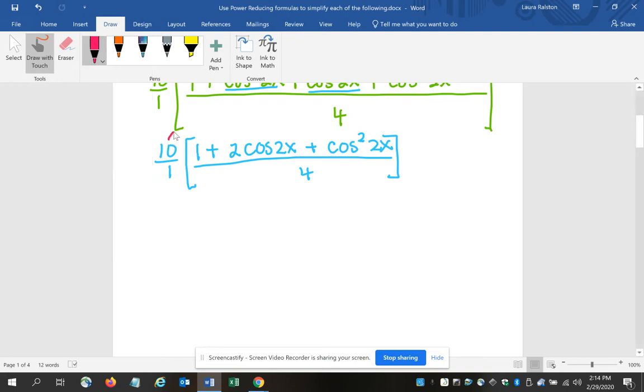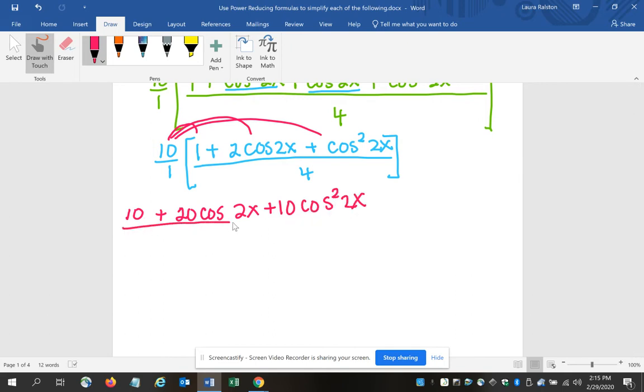So I'm going to distribute the 10. 10 times 1 is 10 plus 10 times 2 cosine 2x is 20 cosine 2x. 10 times cosine squared 2x is 10 cosine squared 2x. And that whole thing is over 4.